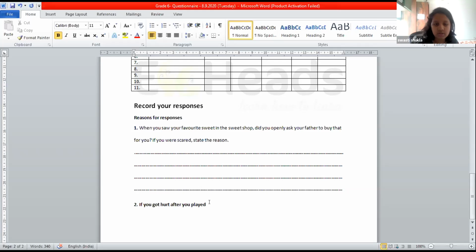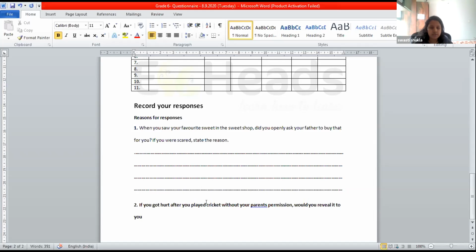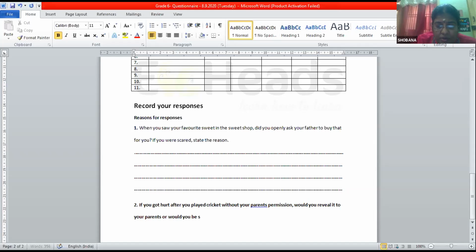Can I type it? Can you repeat the question? If you got hurt after you played cricket without your grandparents' permission, without your parents' permission, would you tell your parents that you got hurt? Would you reveal it to your parents, or would you be scared to reveal it? Is that what it is?